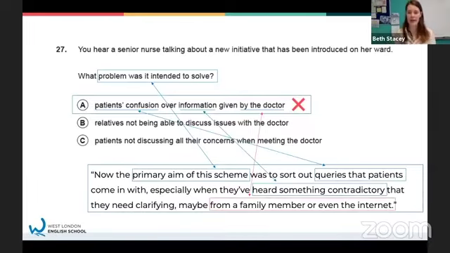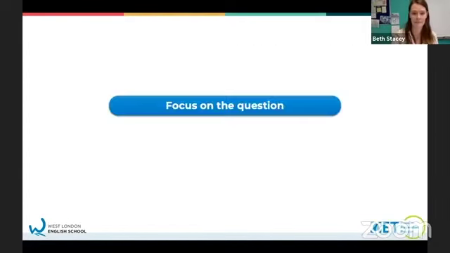Okay, so this can't be the answer because they've heard something contradictory from a family member or the internet, and this answer option is by the doctor. So A cannot be our answer, and there you can really see those distractors coming into play.